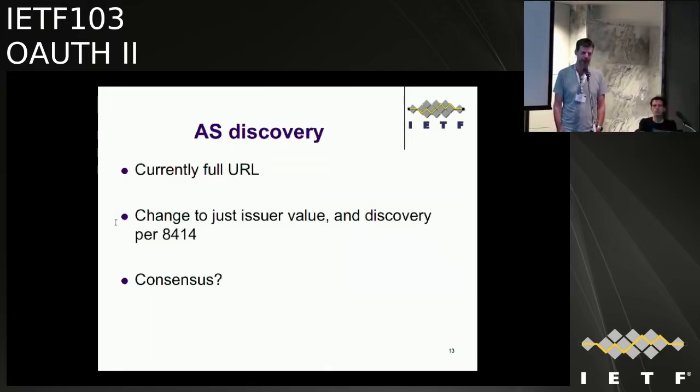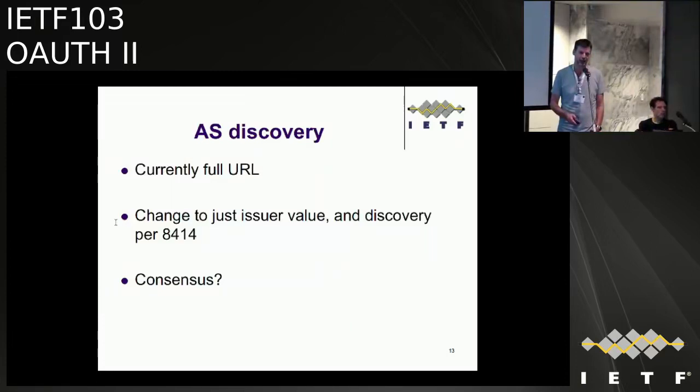AS Discovery, currently we're providing the full URL so that it would be easier for the client to know, just go fetch that. There's some security challenge in there because of course, who knows whether it's really the right URL. Proposing to change that to the issuer value and do the discovery per 8414, since 8414 says how to take an issuer value and get the metadata document.